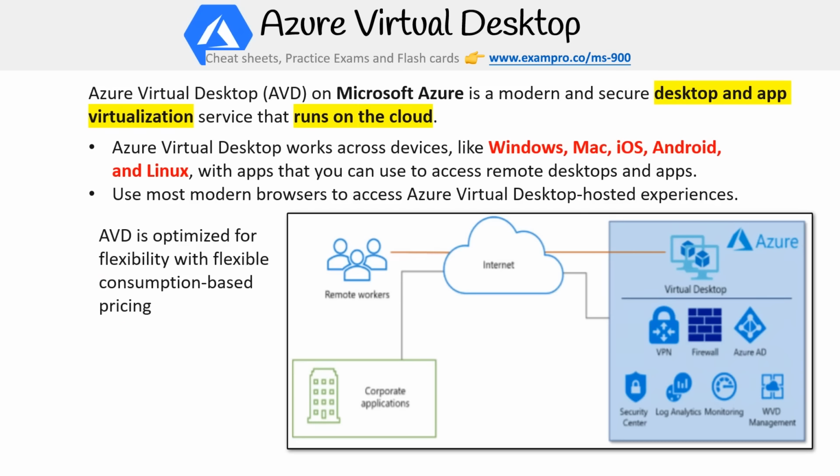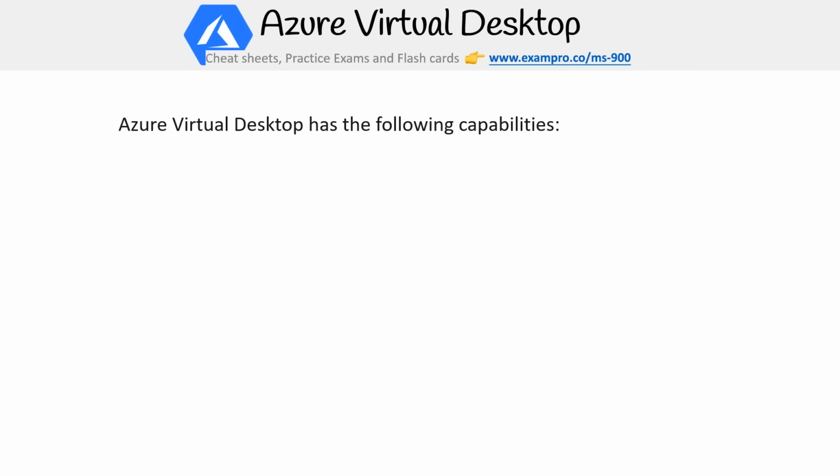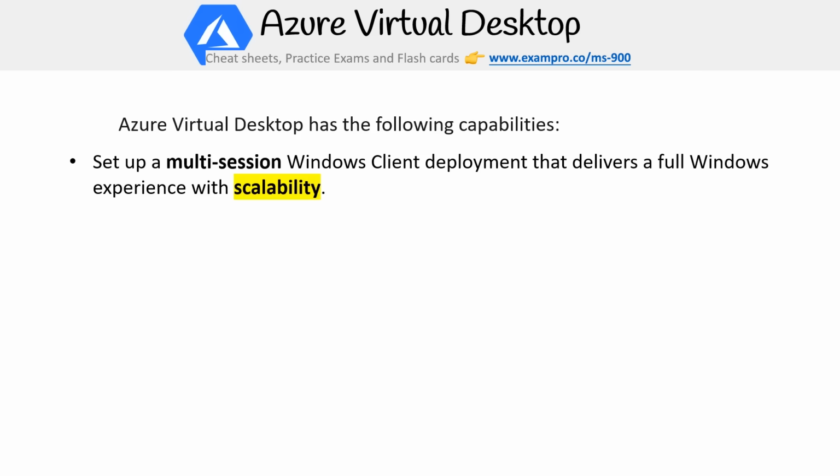You can use most modern browsers to access Azure Virtual Desktop hosted experiences. Azure Virtual Desktop is optimized for flexibility with flexible consumption-based pricing. An example of when Azure Virtual Desktop might be used is when security is a concern, because all the data is saved on the server and cannot be left on the device of a user. So Azure Virtual Desktop has the following capabilities. You can set up a multi-session Windows client deployment that delivers a full Windows experience with scalability.